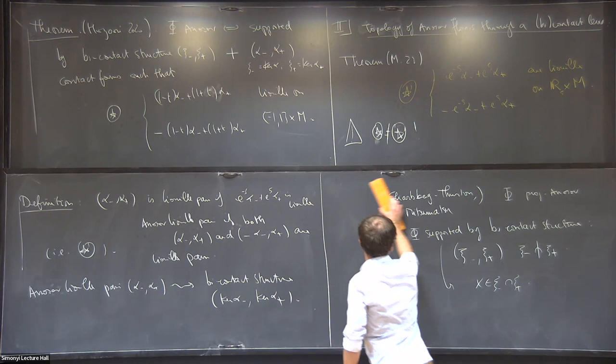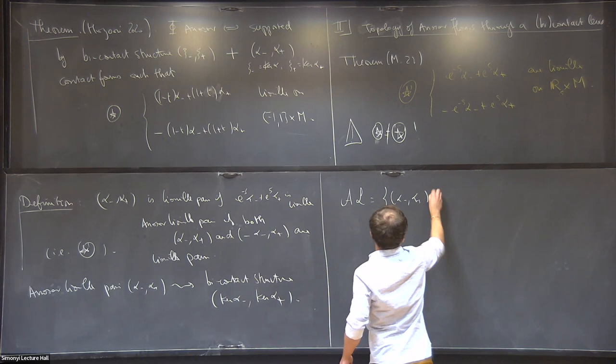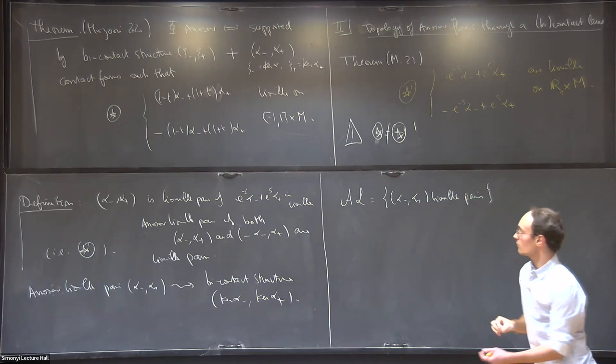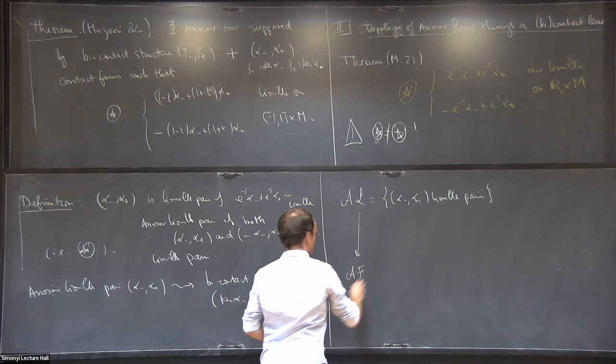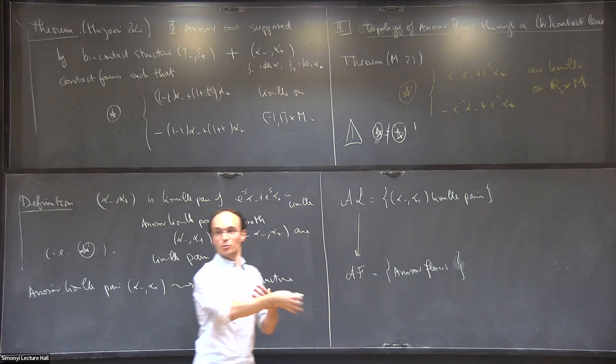And so now I can define the space of such Liouville pairs, and I can also define a map going to the space of Anosov flows, but up to positive time reparameterization. So I'm only remembering the direction and not the parameterization.